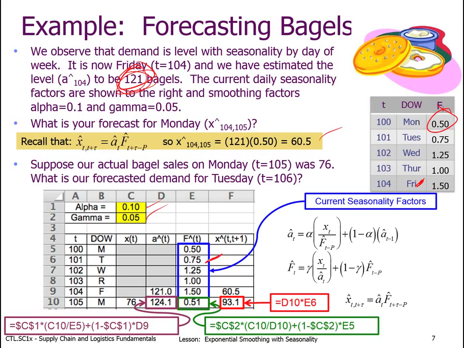All right, so hopefully you saw the mechanics. Just pause the video if you need to, and you can see what the cells do. Do this in your own spreadsheet. But I want you to notice something. Our seasonality factor changed for Monday. It went up a little bit. Makes sense, right? We sold more than we expected.